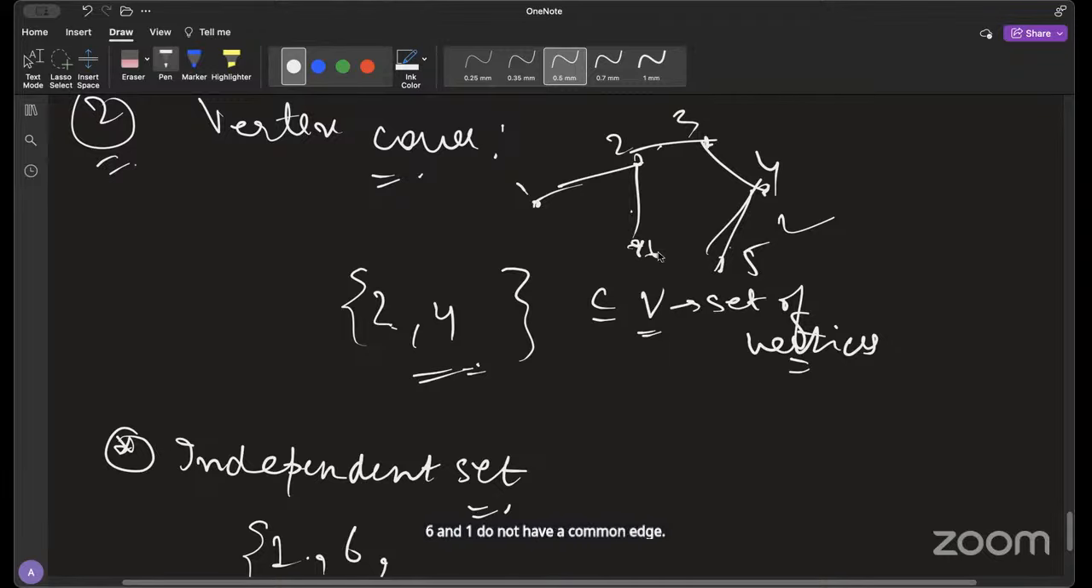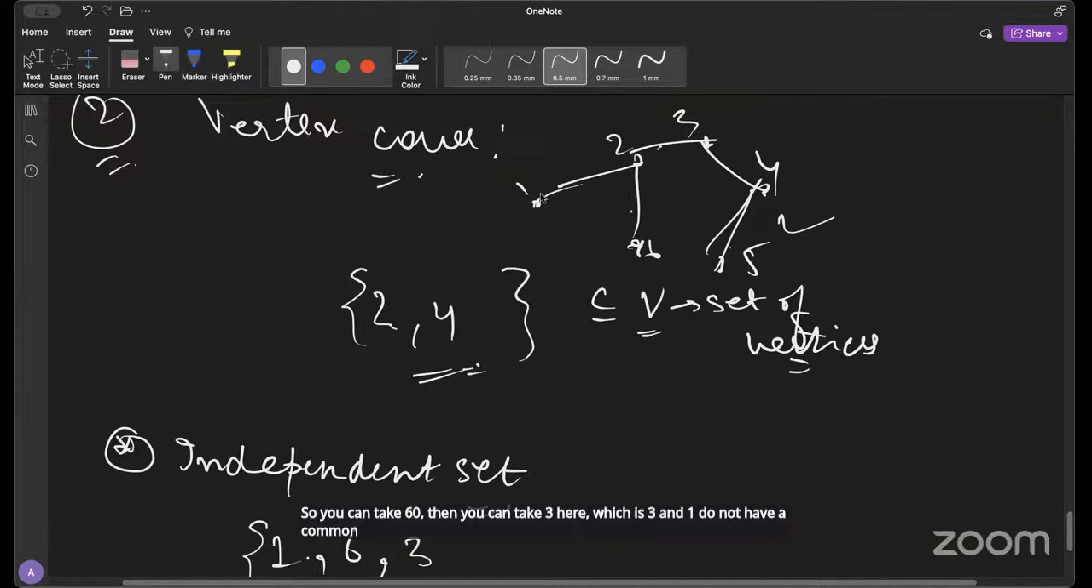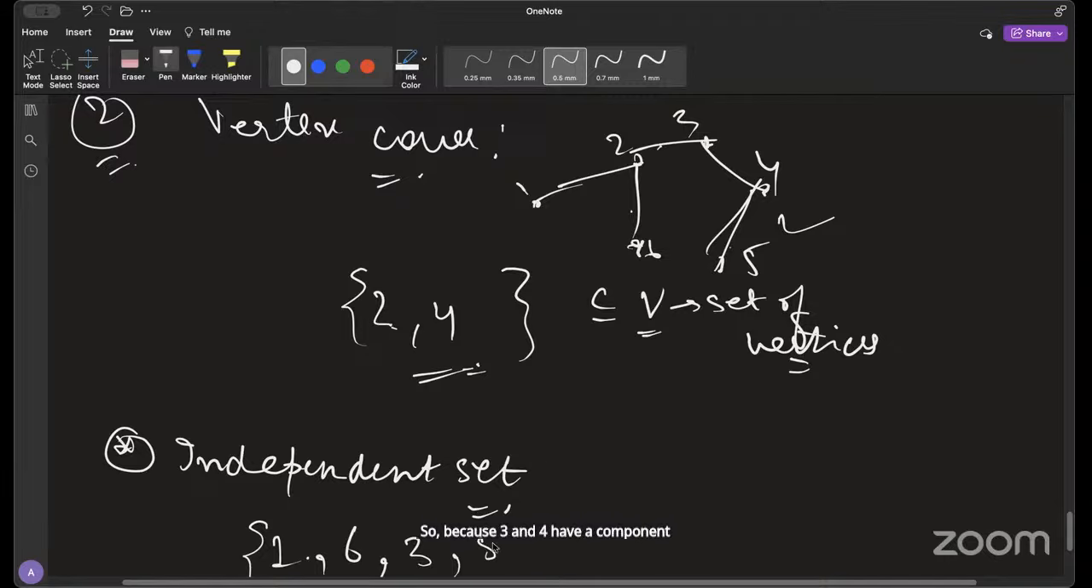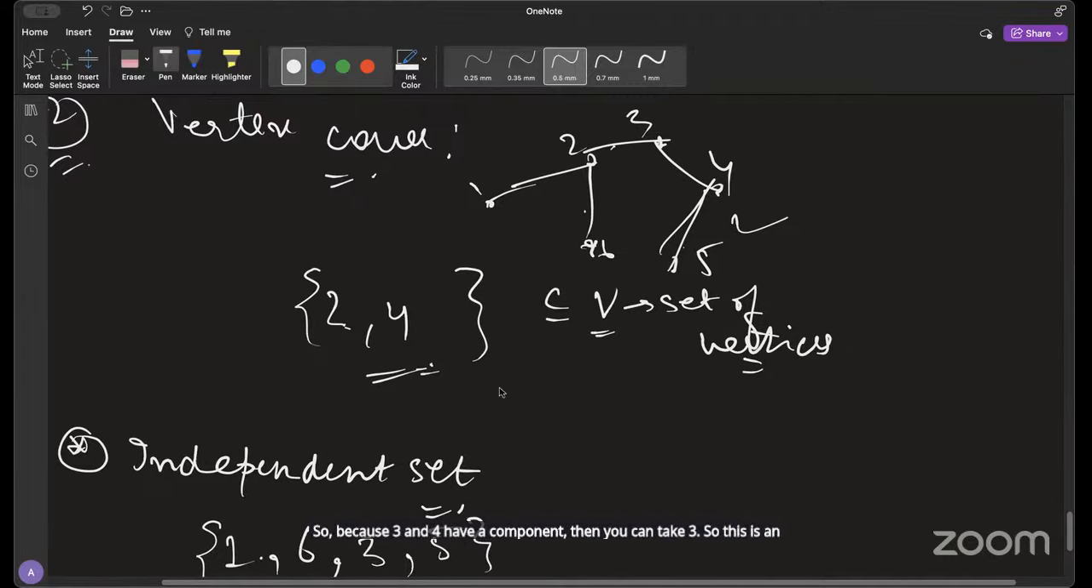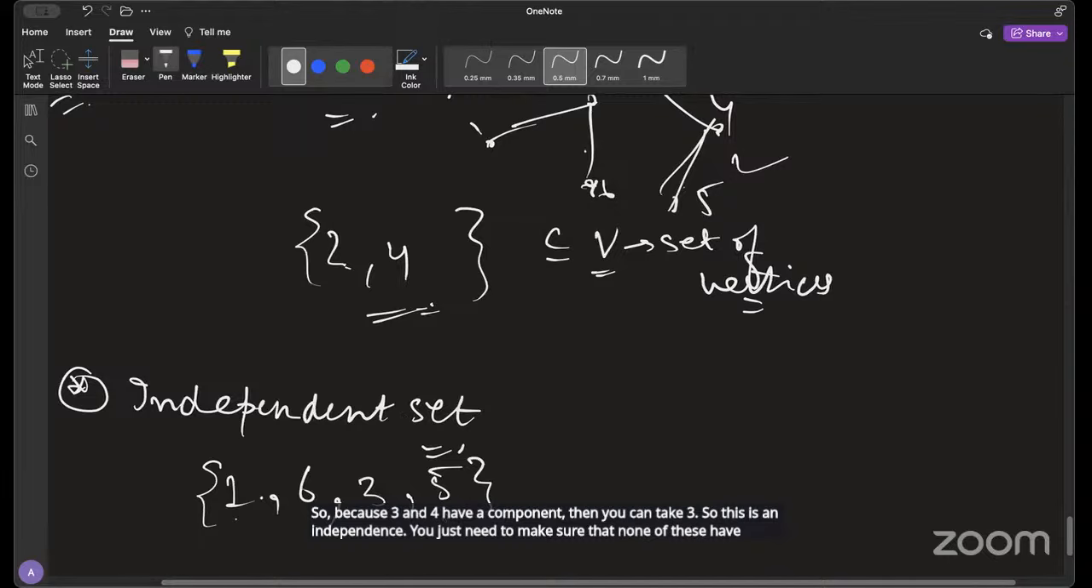So you can take 6 here. Then you can take 3 here, because 3 and 1 do not have a common edge. And then you can't take 4 because 3 and 4 have a common edge. And then you can take 5. So this is an independent set. You just need to make sure that none of these have a common edge. That's all. That's your independent set.